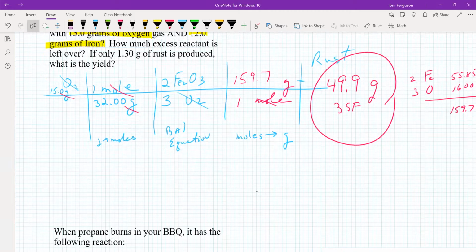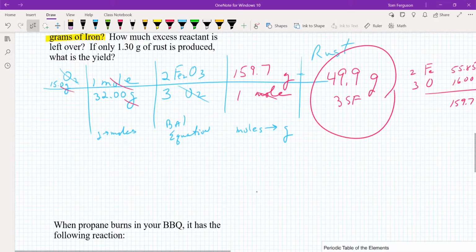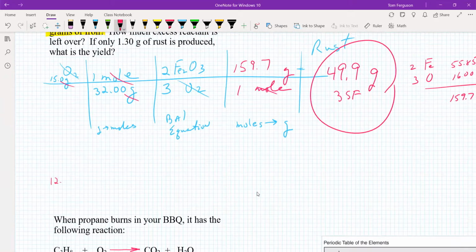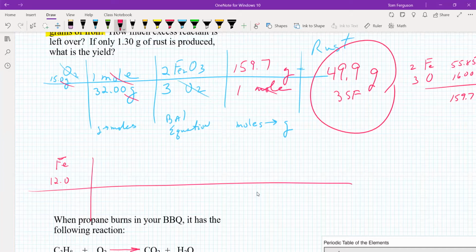Now let's do the same process, only instead of oxygen, we're going to start with iron. And how many grams am I? 12. Okay, so we have 12 grams of iron. Remember, iron was 55.85.